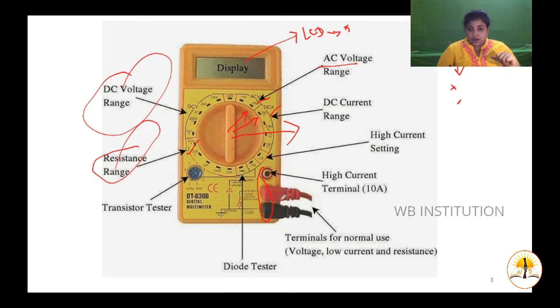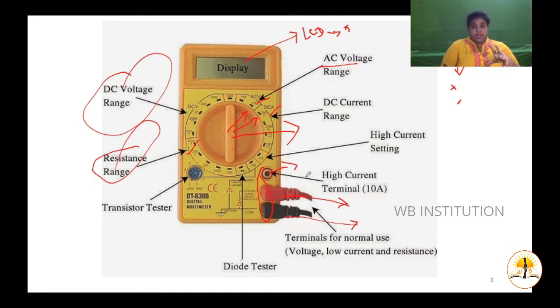Okay, this is a probe. These are your two probes. One is your positive probe and the second one is your negative probe, the red one and the black one. The red one is said to be your positive probe and the black one your negative probe. Added to that, you'll have another terminal, which is your high current terminal.